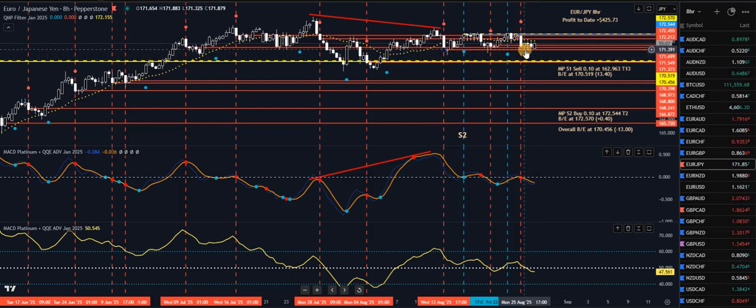Last signal was that sell, and it's just gone sideways for 4 8-hour candles there, nothing.